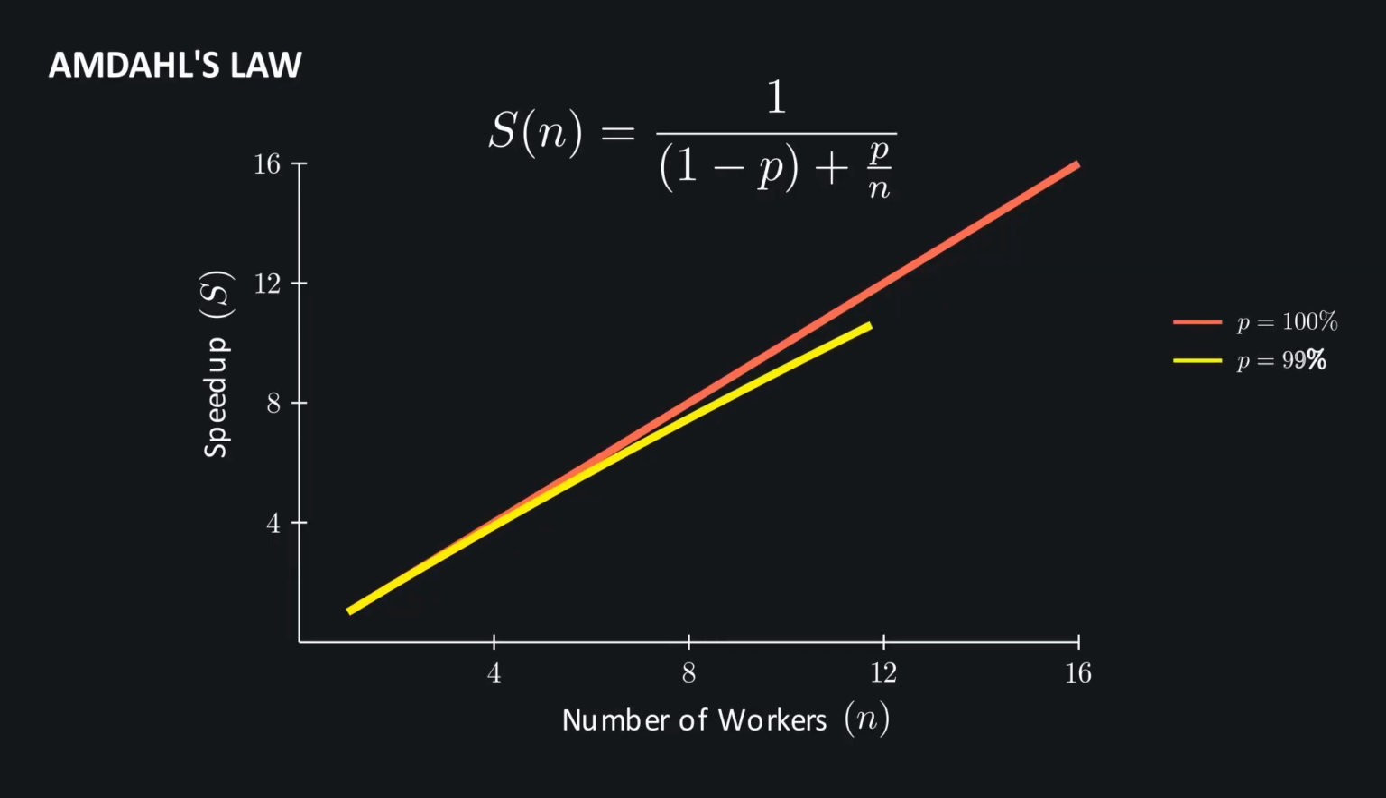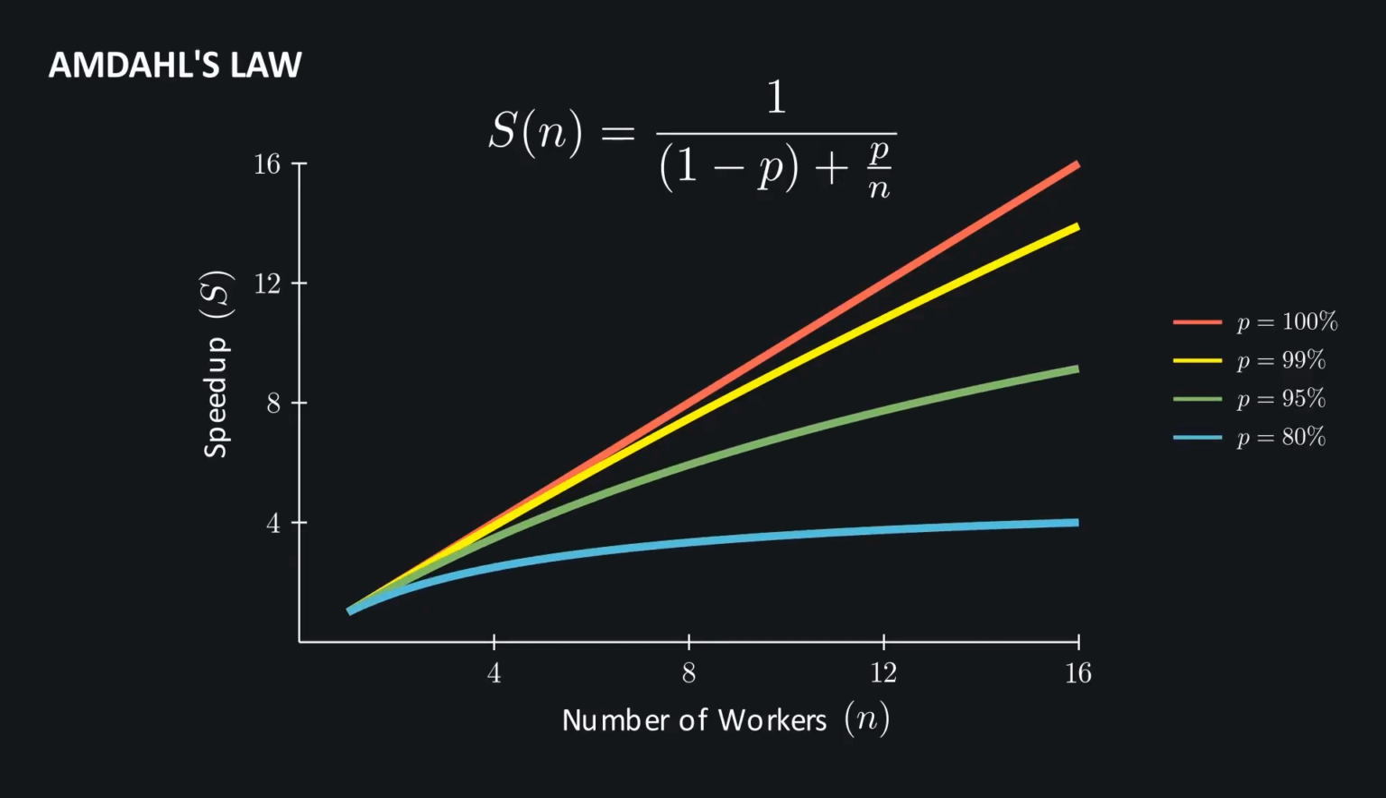So now if we reduce P by just 1% and plot the curve again, you can see that this small change has a huge effect on how much we can speed up our code. Now when we're using 16 workers, we can only achieve a maximum speedup of just under 14 times. Dropping P to 80% means that now with 16 workers, we can only possibly achieve a speedup of 4 times.